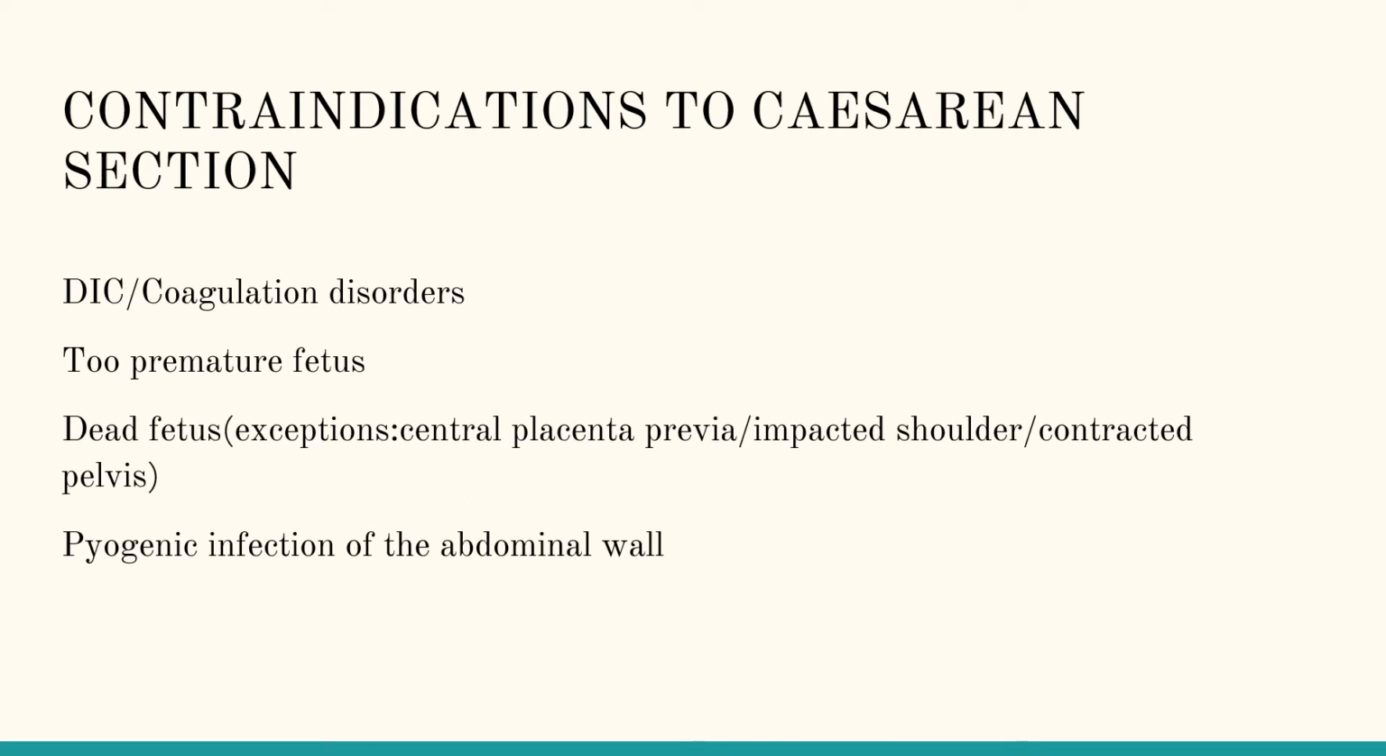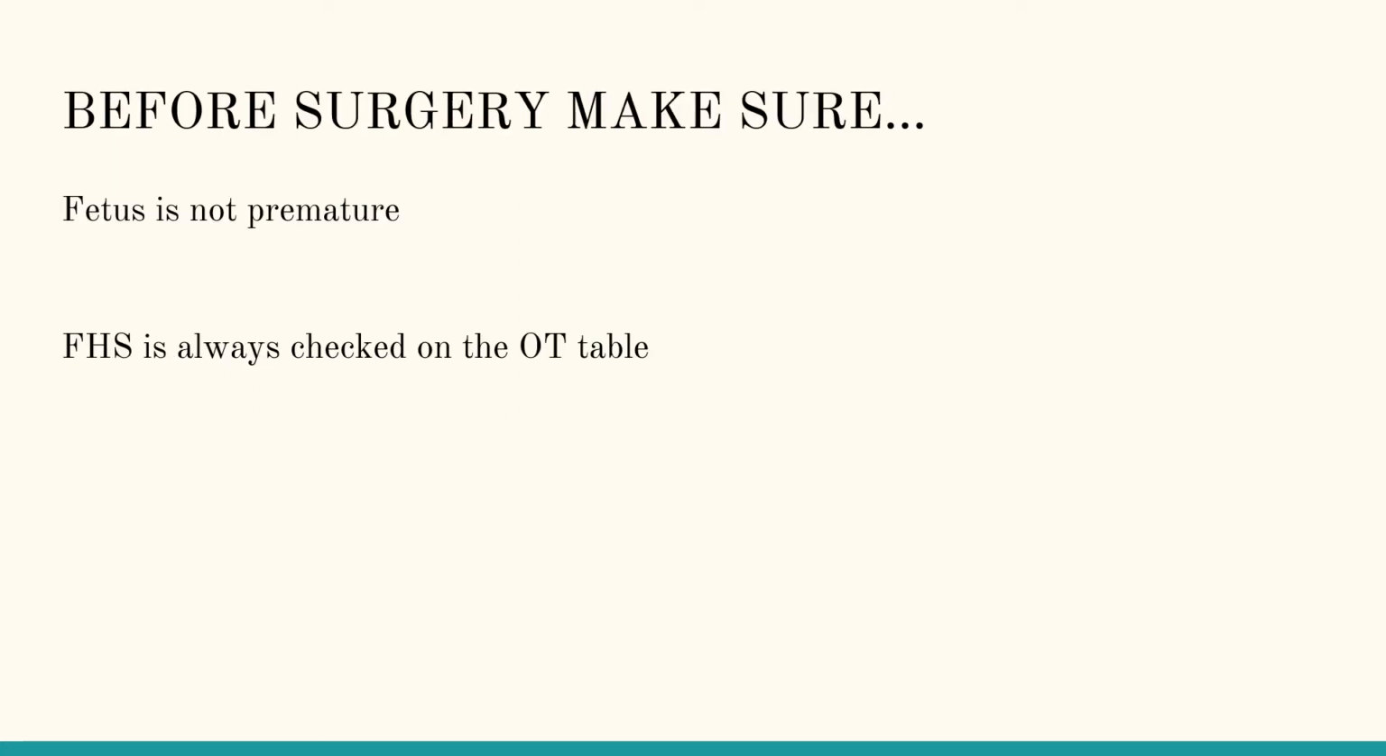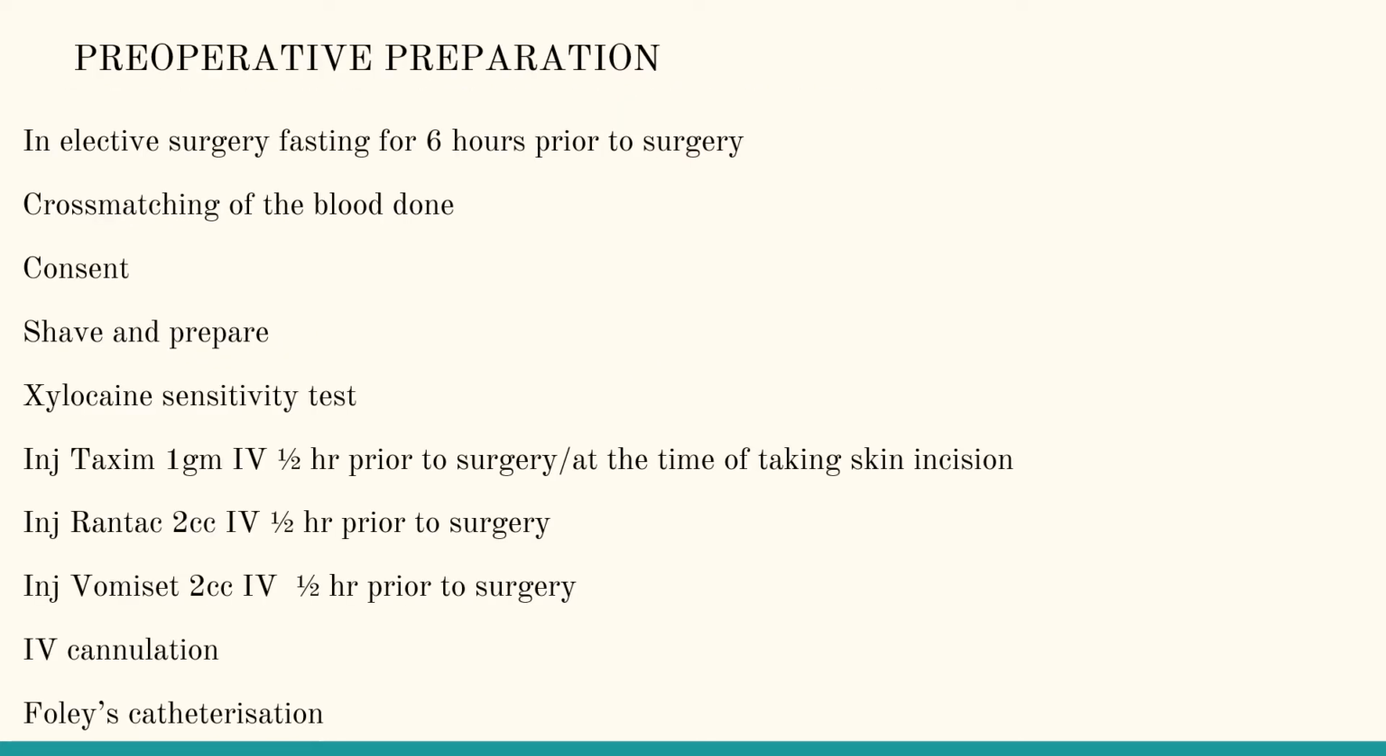What are the contraindications to perform C-section? If there is DIC or coagulation disorders, only after the correction of disorders we can take up the patient. If it is a too premature fetus, if it is a dead fetus, but exceptions are there, like in the case of central placenta previa, impacted shoulder or contracted pelvis, or if there is pyogenic infection of the abdominal wall. Before the surgery, we have to make sure that fetus is not premature and fetal heart sounds are always checked on the operation table. What is the pre-operative preparation?